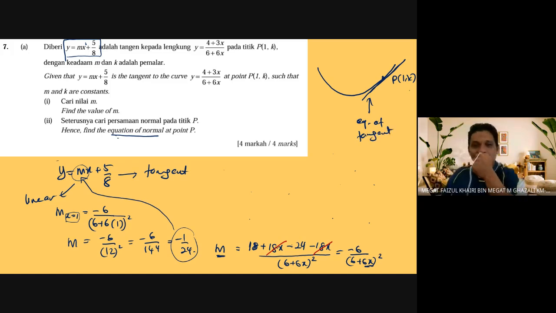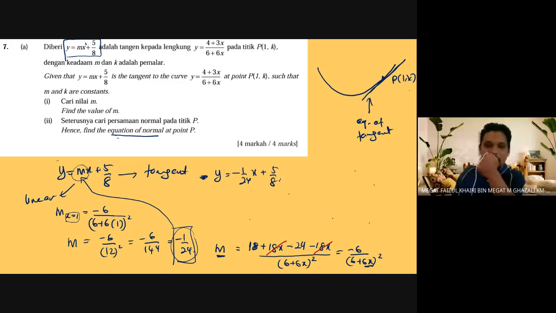Kita dah dapat belum equation of tangent? m equal to negative 1 over 24. Substitute here, equation of tangent is y equal to negative 1 over 24 x plus 5 over 8. Okay, so what is the gradient of this tangent? Negative 1 over 24. That's it.